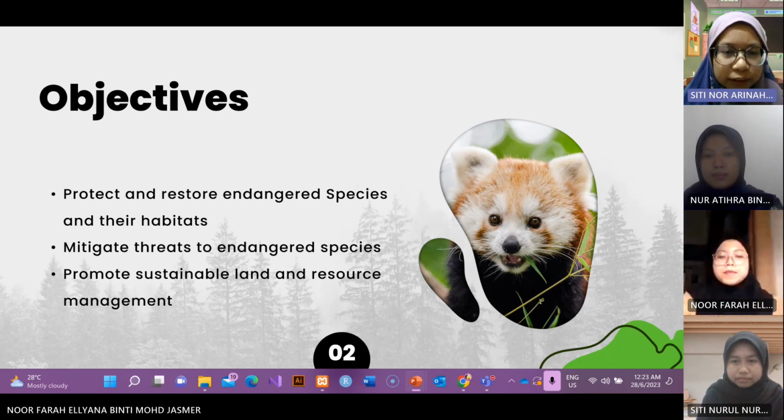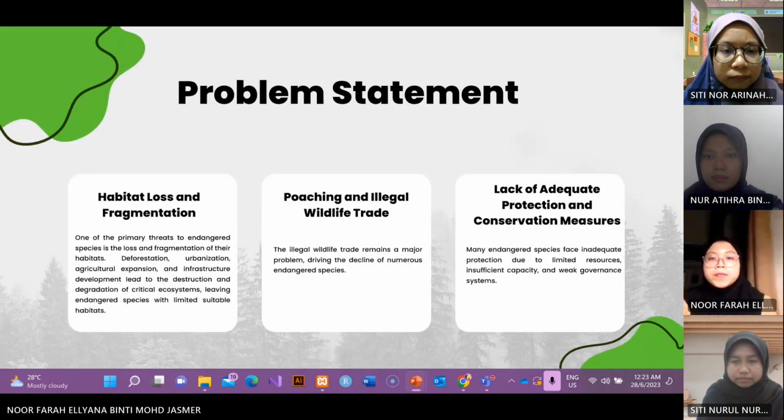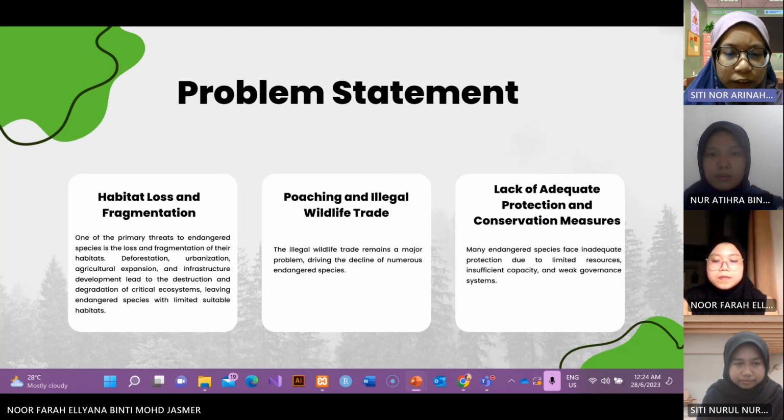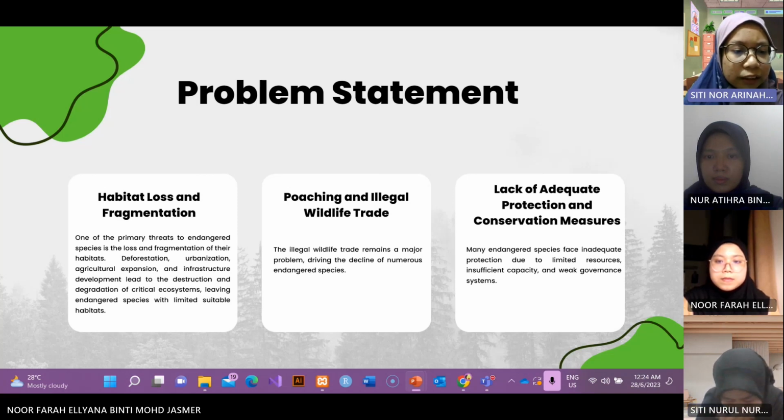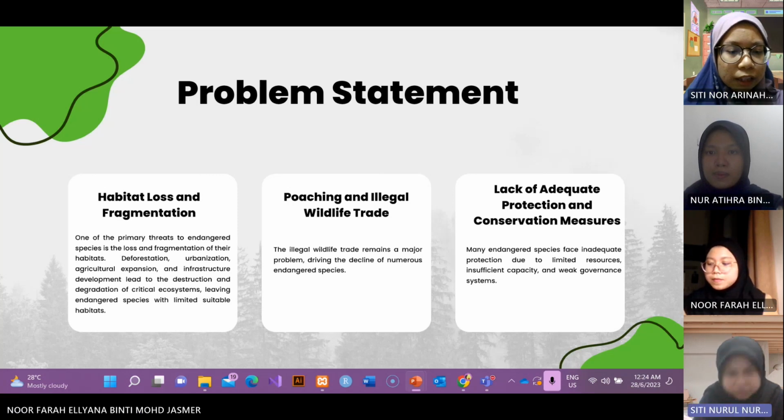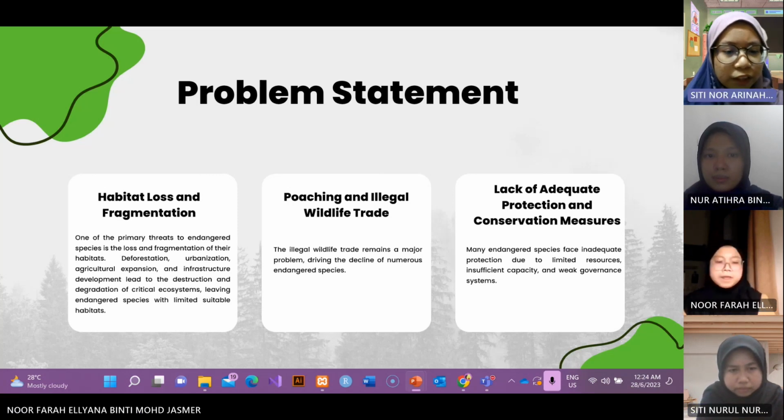Next is the problem statement. First is habitat loss and fragmentation. One of the primary threats to endangered species is the loss and fragmentation of their habitats. Deforestation, urbanization, agricultural expansion, and infrastructure development lead to the destruction and degradation of critical ecosystems, even for endangered species with limited suitable habitats.